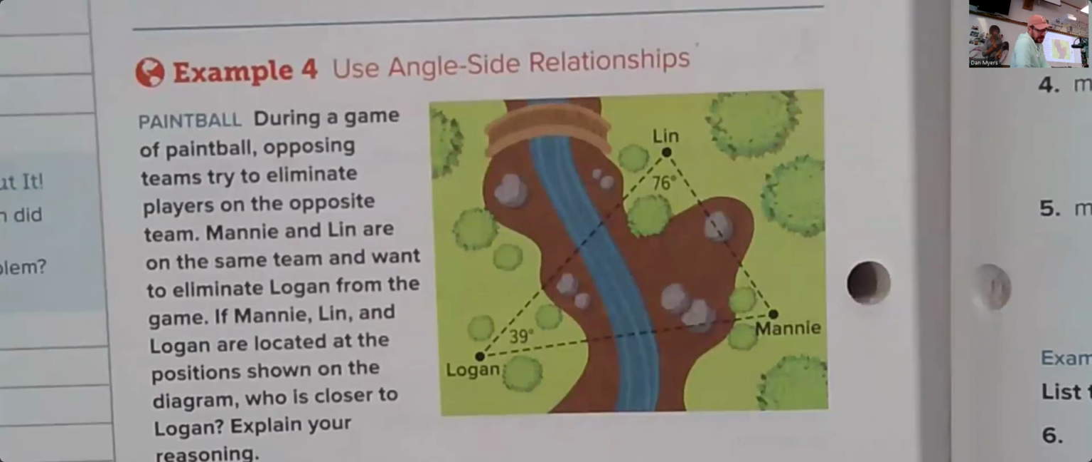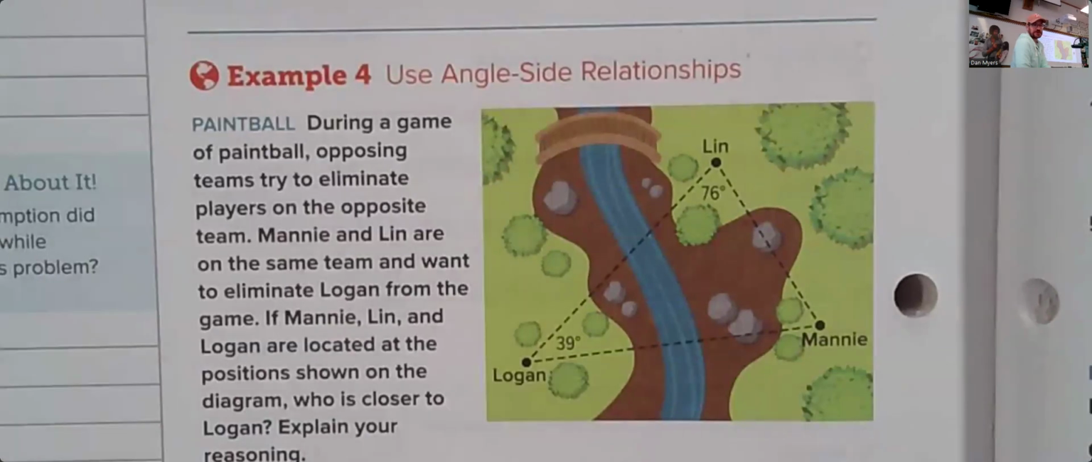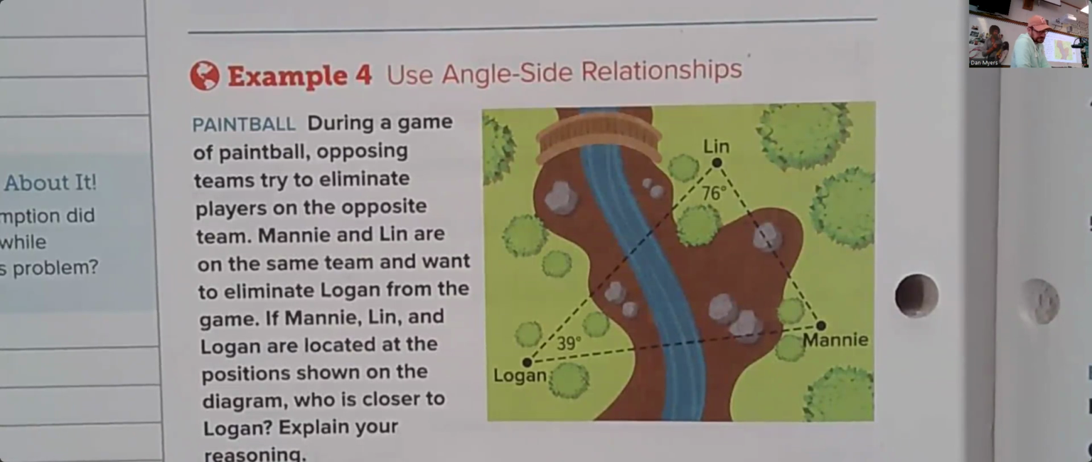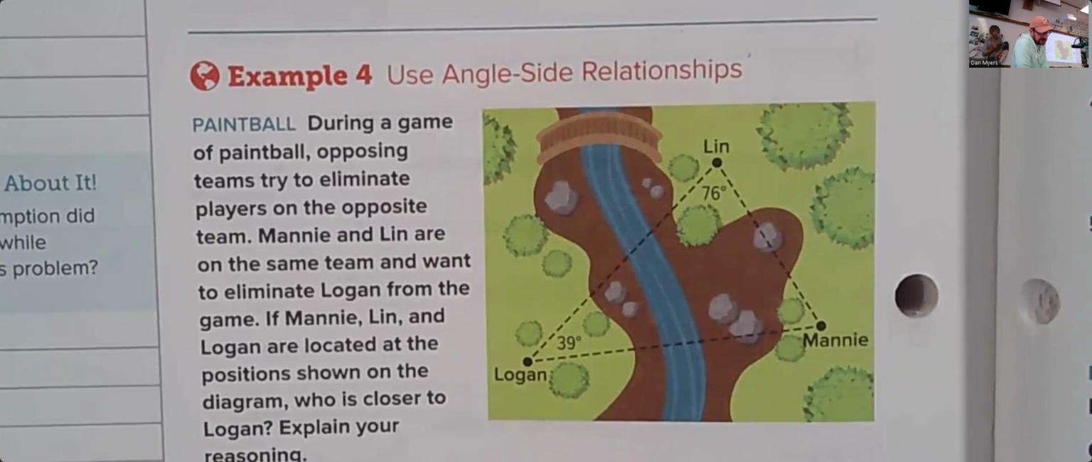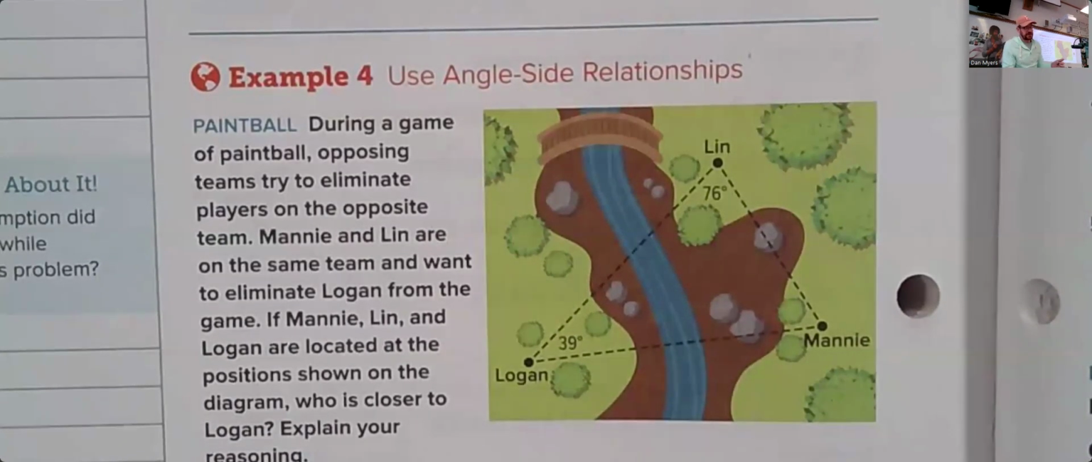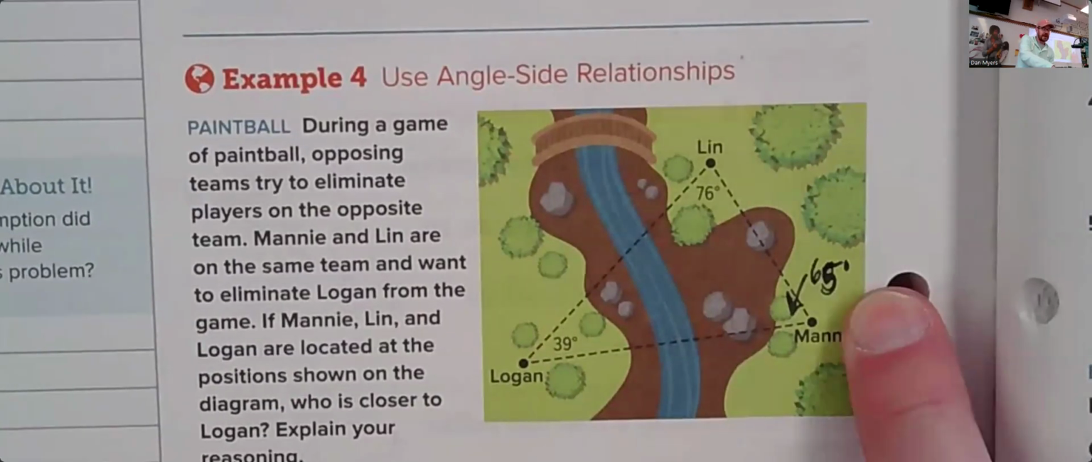During a game of paintball, opposing teams try to eliminate players on the opposite team. If you've never played paintball, that's how it works. Manny and Lynn are on the same team and they want to eliminate Logan from the game. If Manny, Lynn, and Logan are located at the positions shown in the diagram, who is closer to Logan? It actually tells us the answer. It says by the triangle angle sum theorem, the measure of the angle across from the segment between Logan and Lynn is 65 degrees. So the angle measurement with Manny looking at Lynn and Logan would be a 65-degree angle.